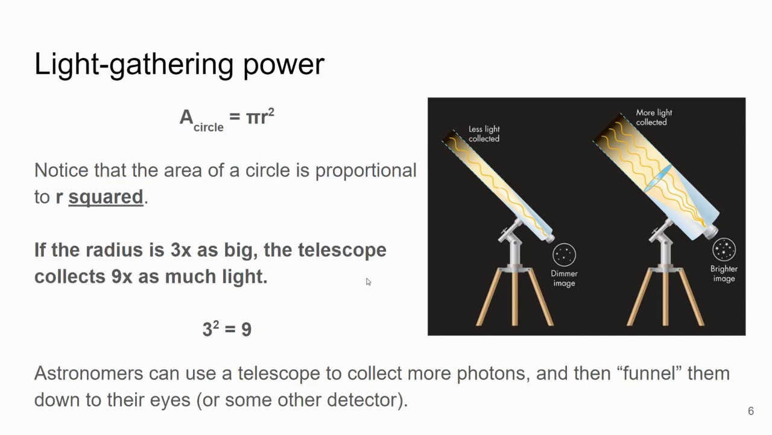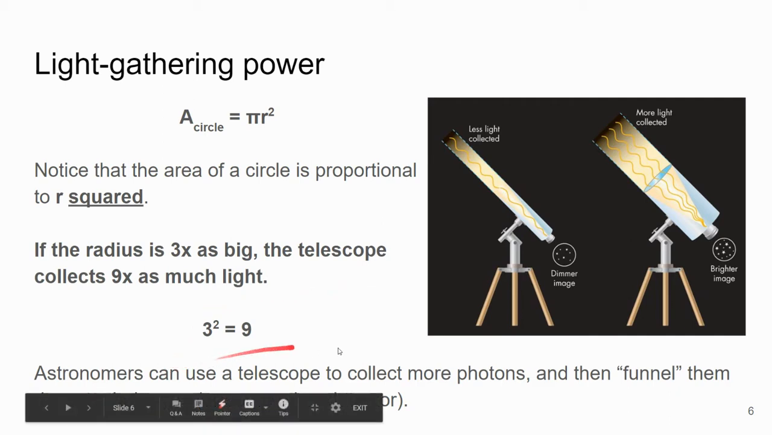So notice that the area of a circle is proportional to the radius squared. That means when your telescope triples in radius, it actually gets 9 times the light gathering power, because if the radius is 3 times as big, then the area is 9 times as big. So making a big telescope lets you collect a lot more light.